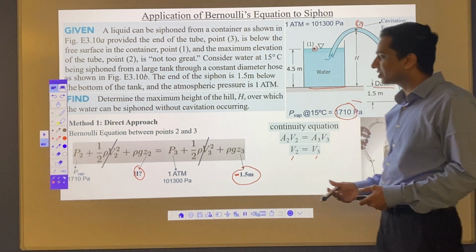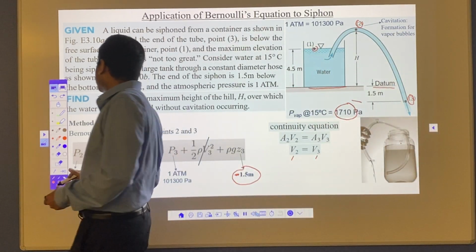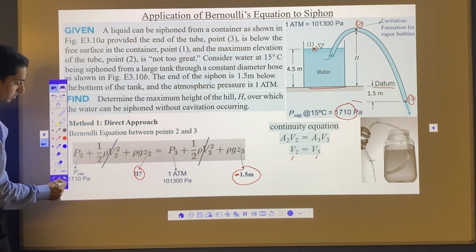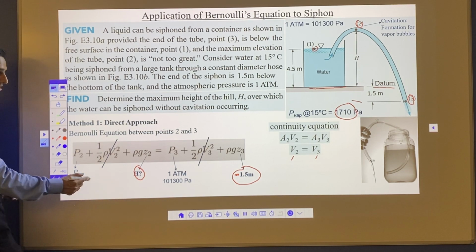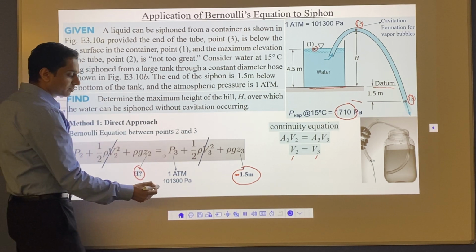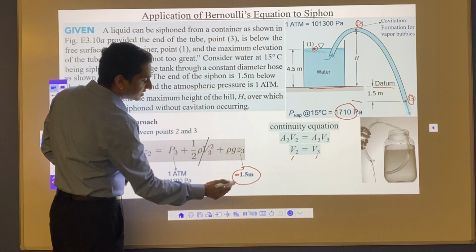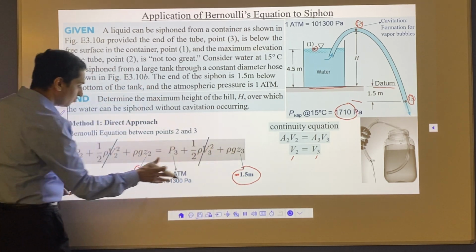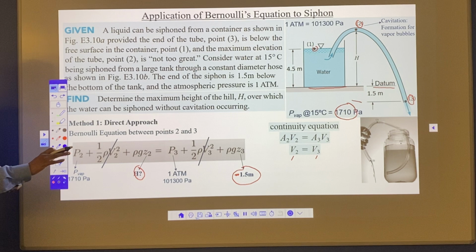And now if you want, you can take some time, pause the video, and run your numbers. Put pressure 2 as 1710 Pascal, keep height as it is because you have to calculate it. For pressure 3, put atmospheric pressure, 101,300 Pascal, and then this one is negative 1.5 for height, plus density and gravity. If you pause the video and run the numbers, you will get the right answer.